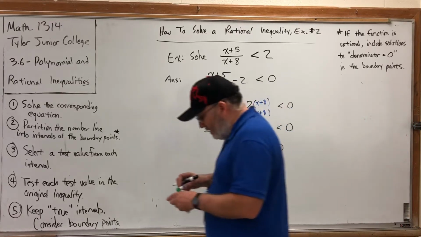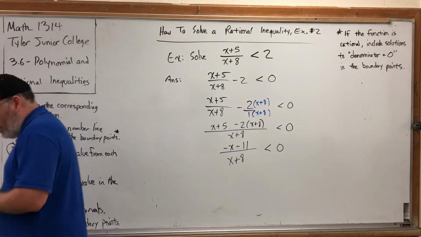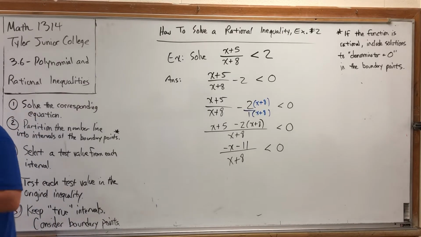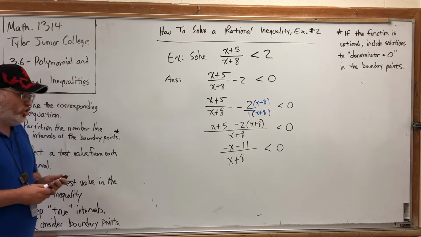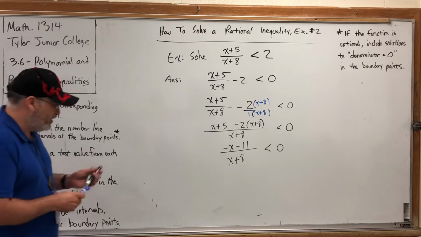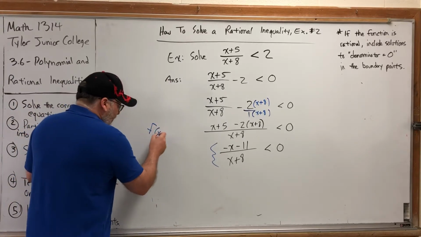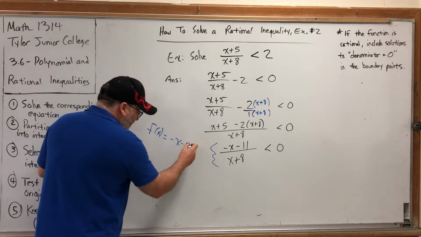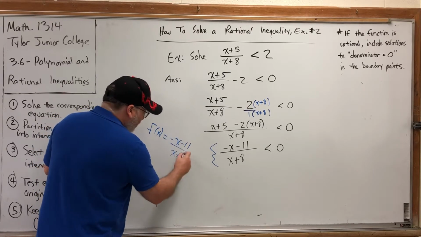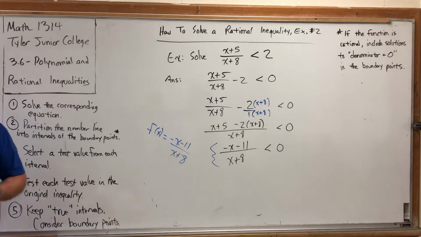So if you have a professor or online homework platform that is asking you what is the function you get if you put everything on one side, then it would be this. F of x equals negative x minus 11 over x plus 8. I'm pretty sure I put it together correctly, but since I'm here, I might as well go ahead and put that answer in and see.